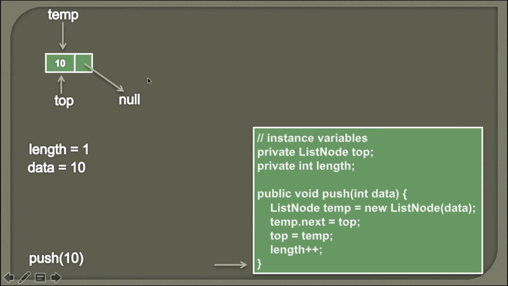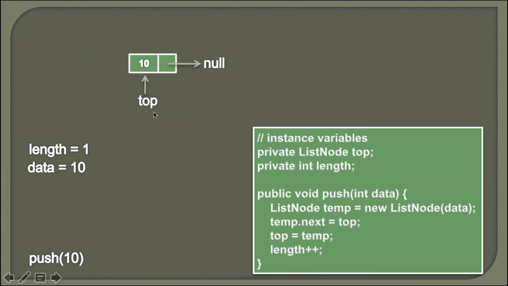So when this method gets executed, the stack looks something like this. The top is pointing to a node having the data which we passed into the push method, and its next is pointing to null. The stack has one element, therefore the length is 1.